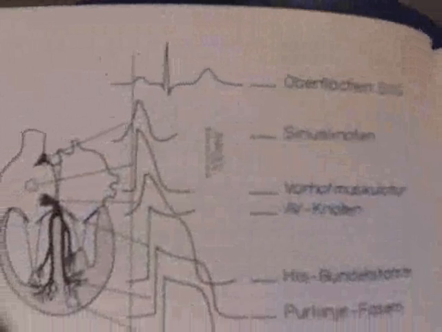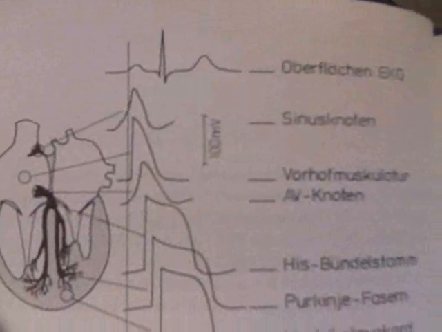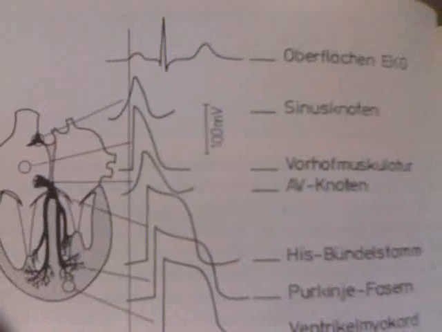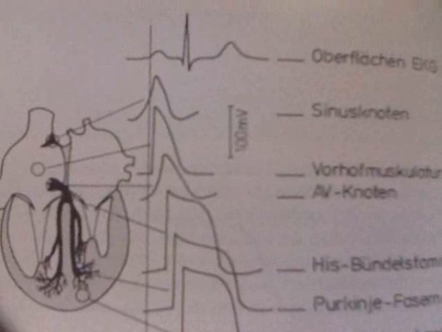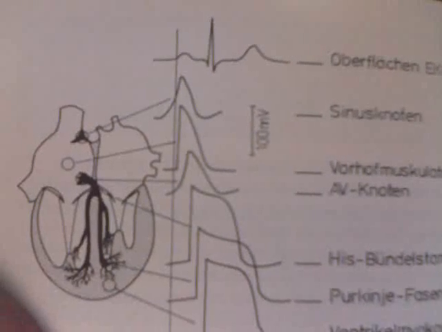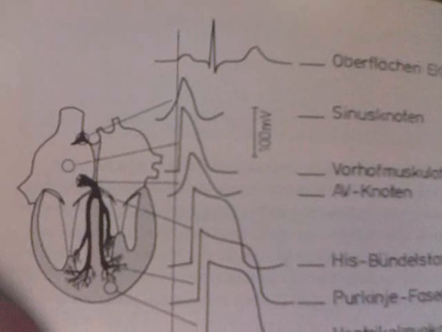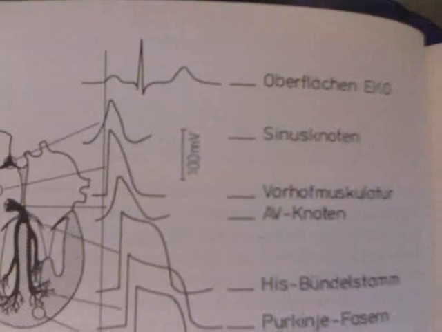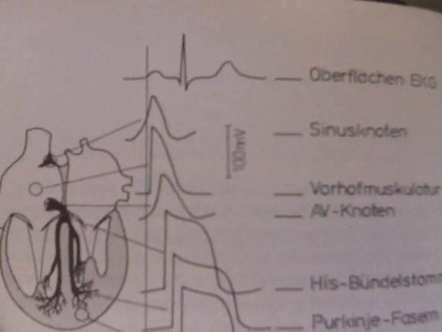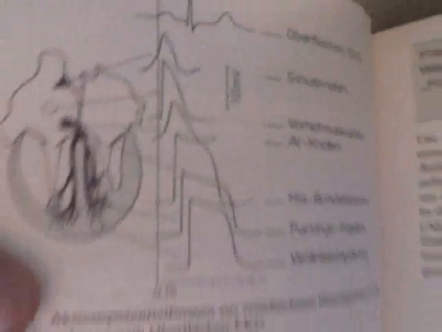And this is the area of the AV node, or the AV-Knoten. And again, you can see that electrical signal is associated, if you follow up the vertical line, up to that point of the Oberflächen EKG, or the surface EKG. So that's where the AV node is positioned within the heart. The AV node has a very important role as a gatekeeper of the ventricles.